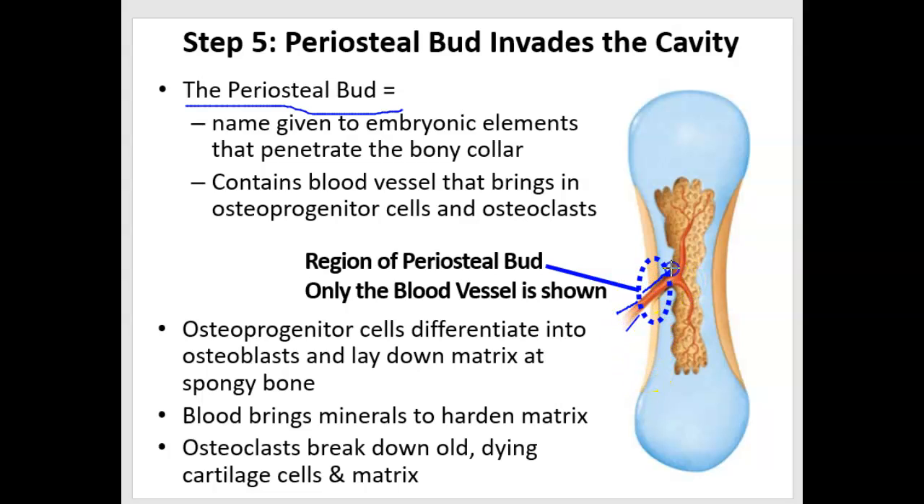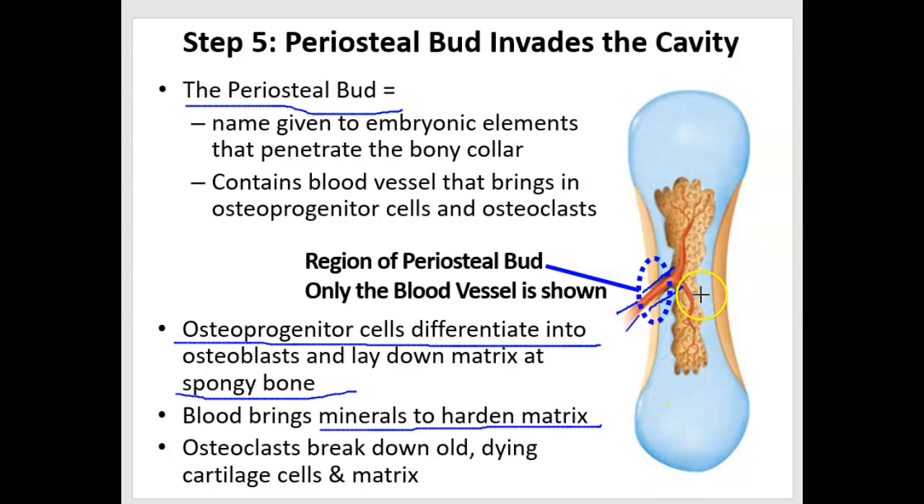that can penetrate the bony collar. It has the right enzymes to break down a little tunnel and get the blood vessel into that cavity. Okay, that is going to bring nutrients, oxygen, but maybe more importantly, some osteoprogenitor cells that will lay down spongy bone in the cavity. So spongy bone will be laid down. And the blood is also bringing calcium and phosphate, so the osteoid that's laid down will harden.